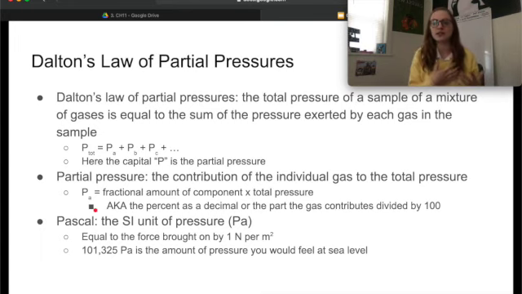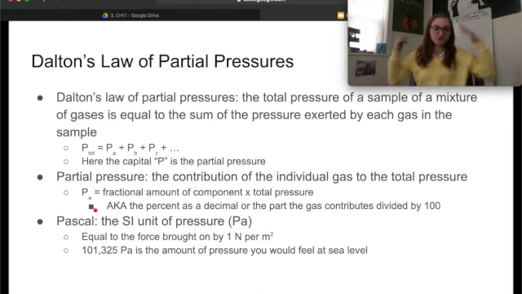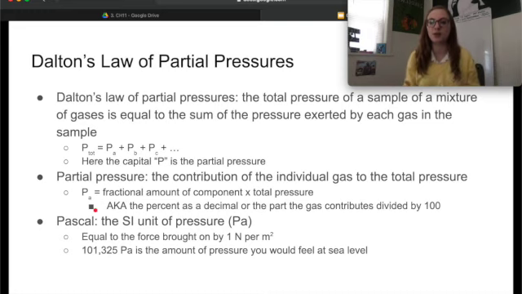I'm not going to ask you to convert between different pressure units, and I'm not asking you to memorize how to convert between different pressure units. I just really want you to understand what the Pascal is. A Pascal is the SI unit of pressure. It's abbreviated capital P, lowercase a, so make sure you're using that capitalization correctly. Capital P, lowercase a. And it's equal to the force brought on by 1 Newton per meter.